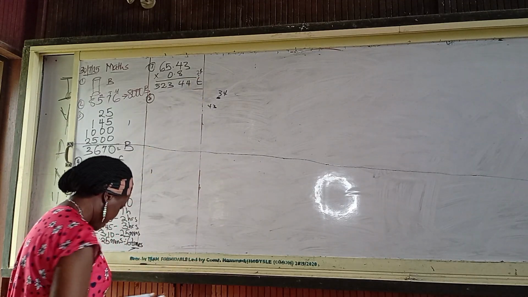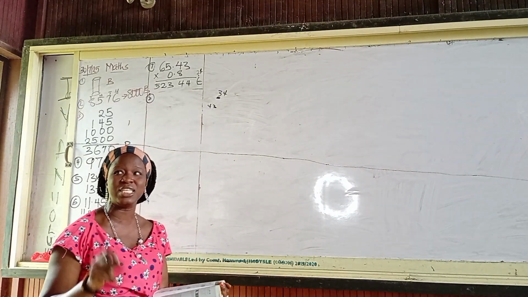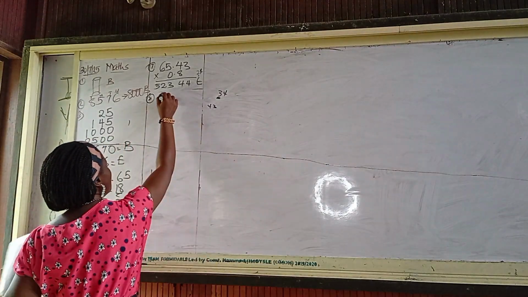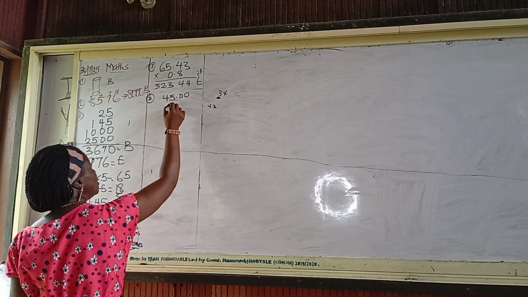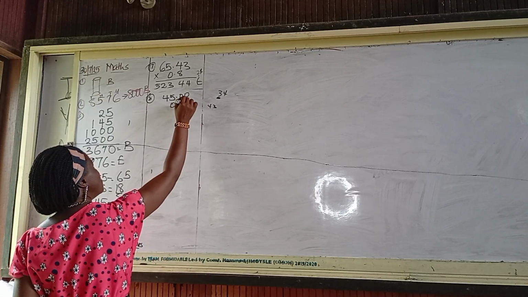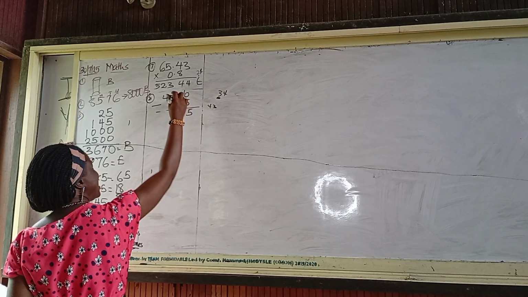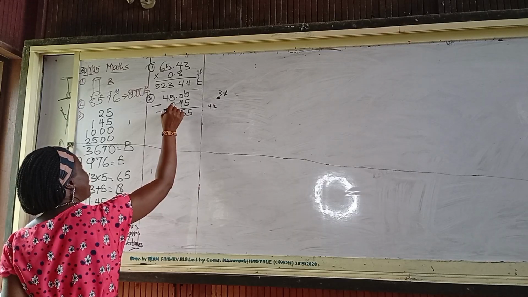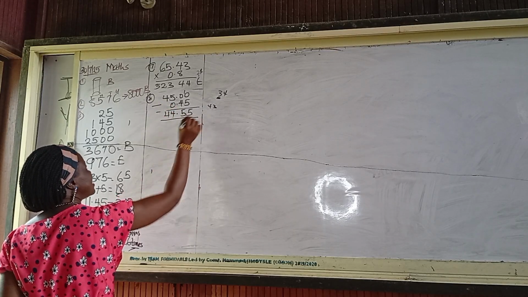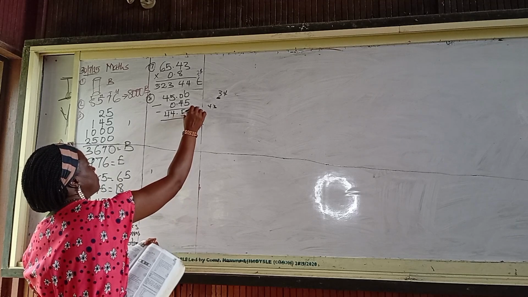Now to number 8. What is the difference between 45 and 0.45? 45, you can decide to put this, and 0.45. Borrow 1, making 10, that is 5. Here we have 9 left, that is 5. Here we have 4 left and 4 left, so that is 44.55, which is option B.